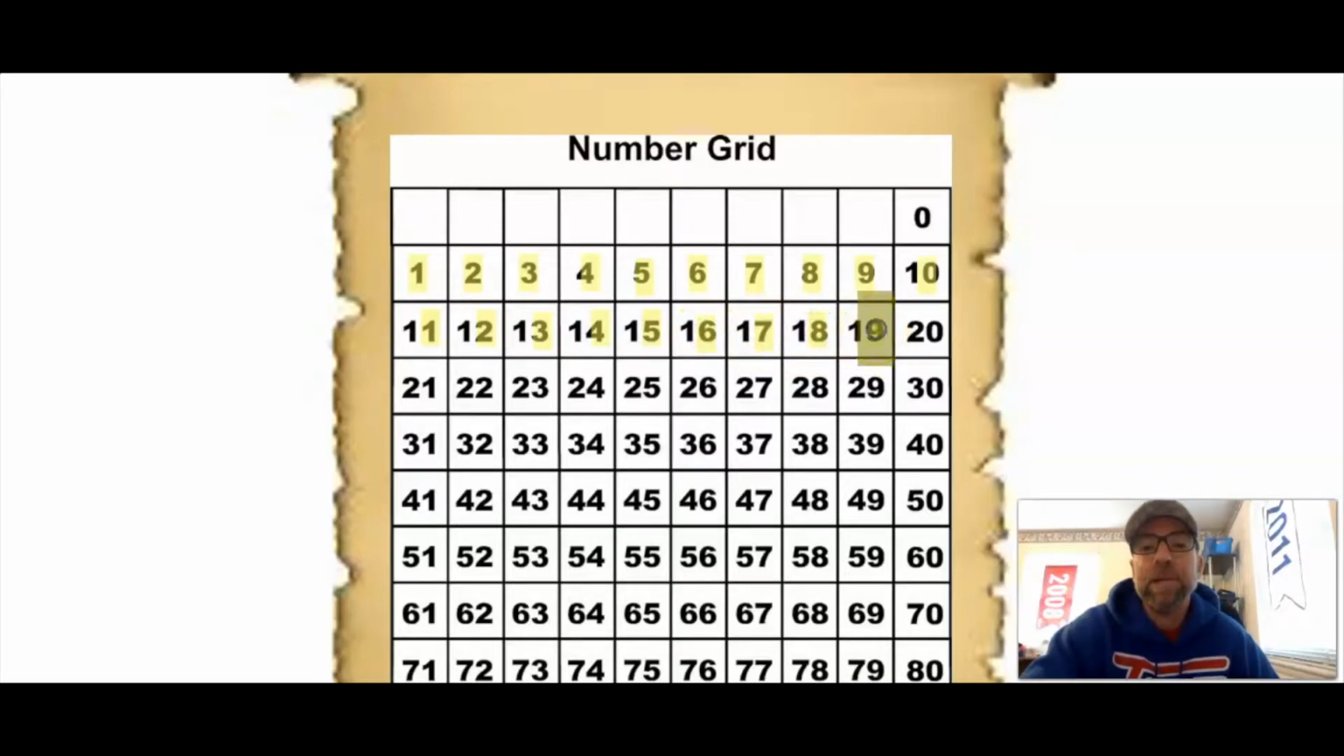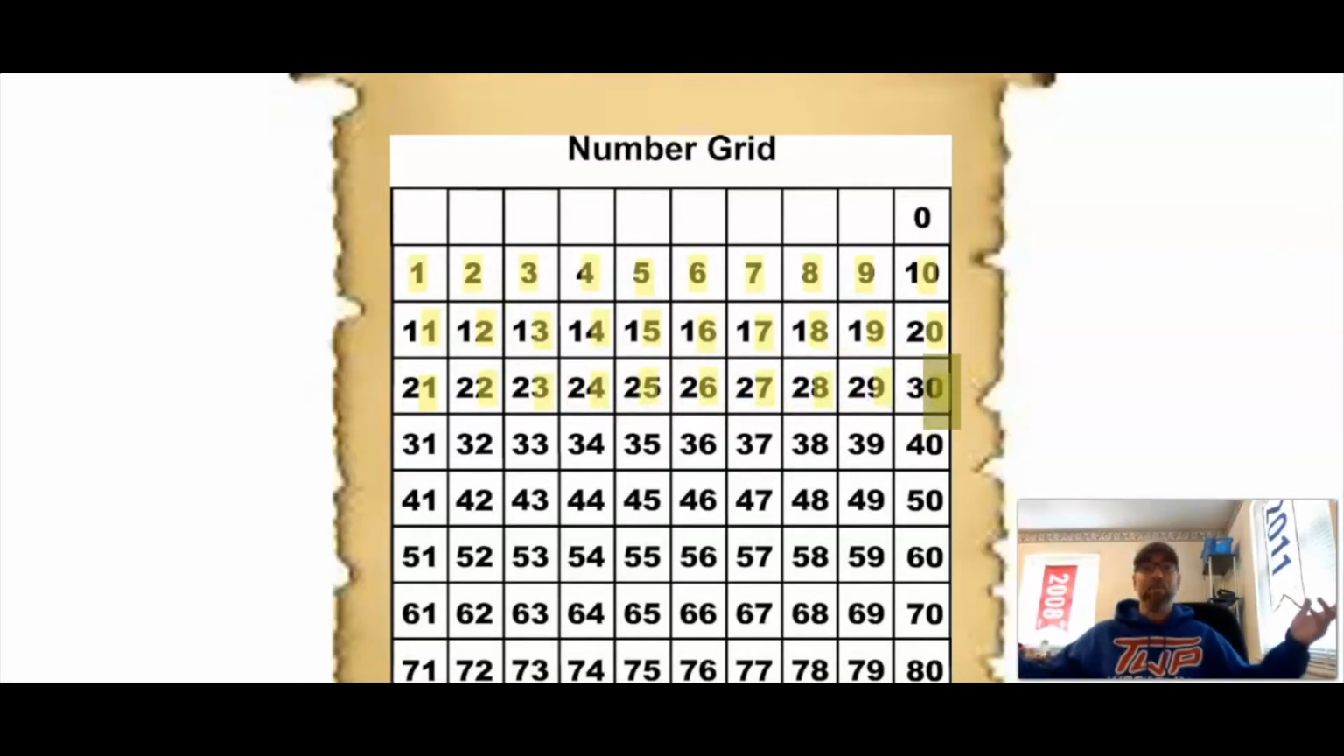Now, you're going to notice that as I'm highlighting them, the ones digit always changes. 1, 2, 3, 4, 5, 6, 7, 8, 9, 0. And it goes on, repeating that pattern.